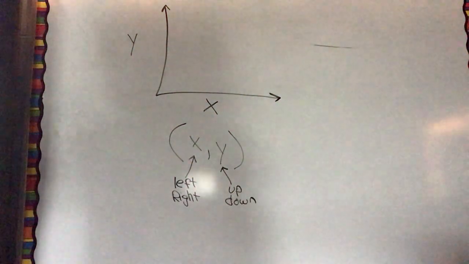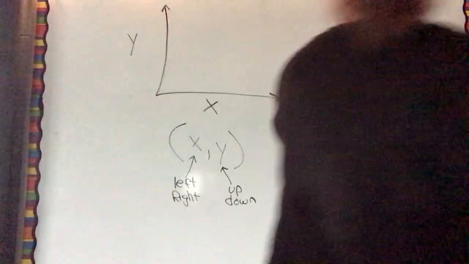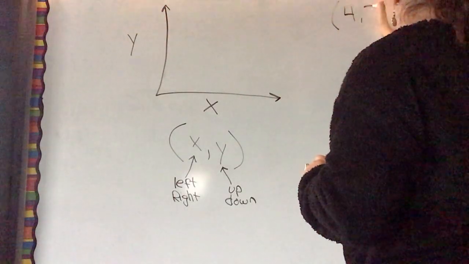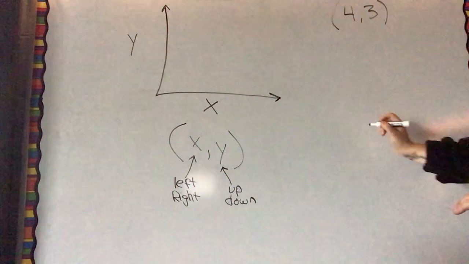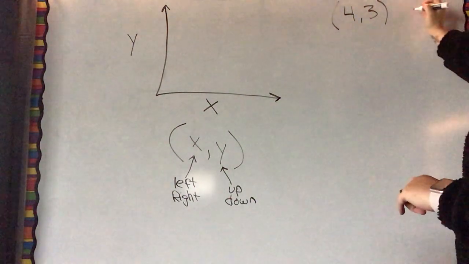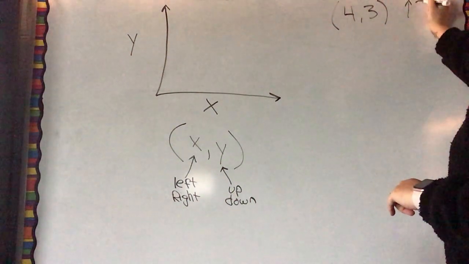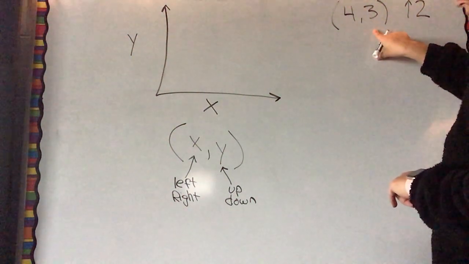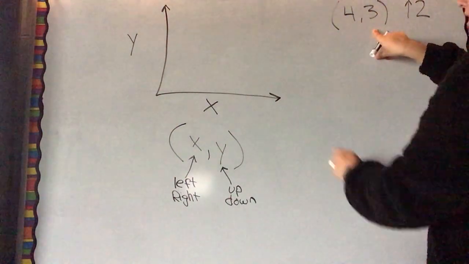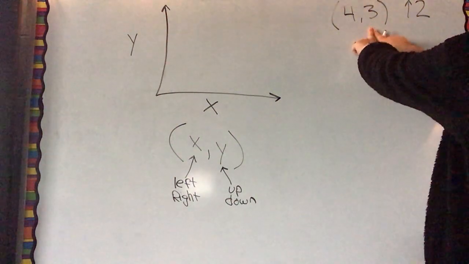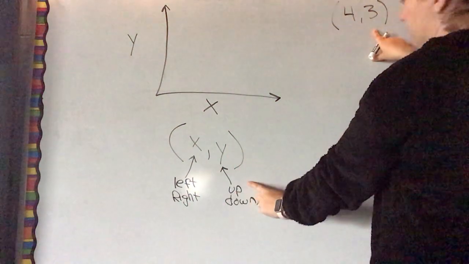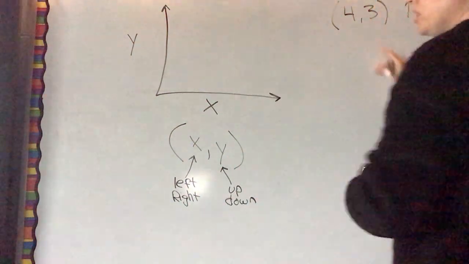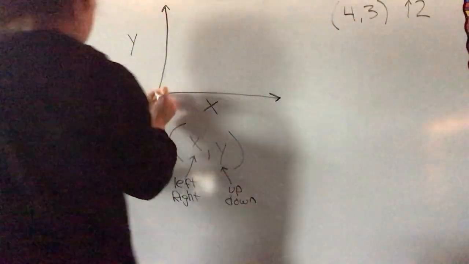So going back to 4, 3. If I want it to move up 2, am I changing my 4 or changing my 3? My 3, because my 3 is in the what spot? The Y spot. That's my one that moves up and down. So to go up, do my numbers go higher or lower? Higher.